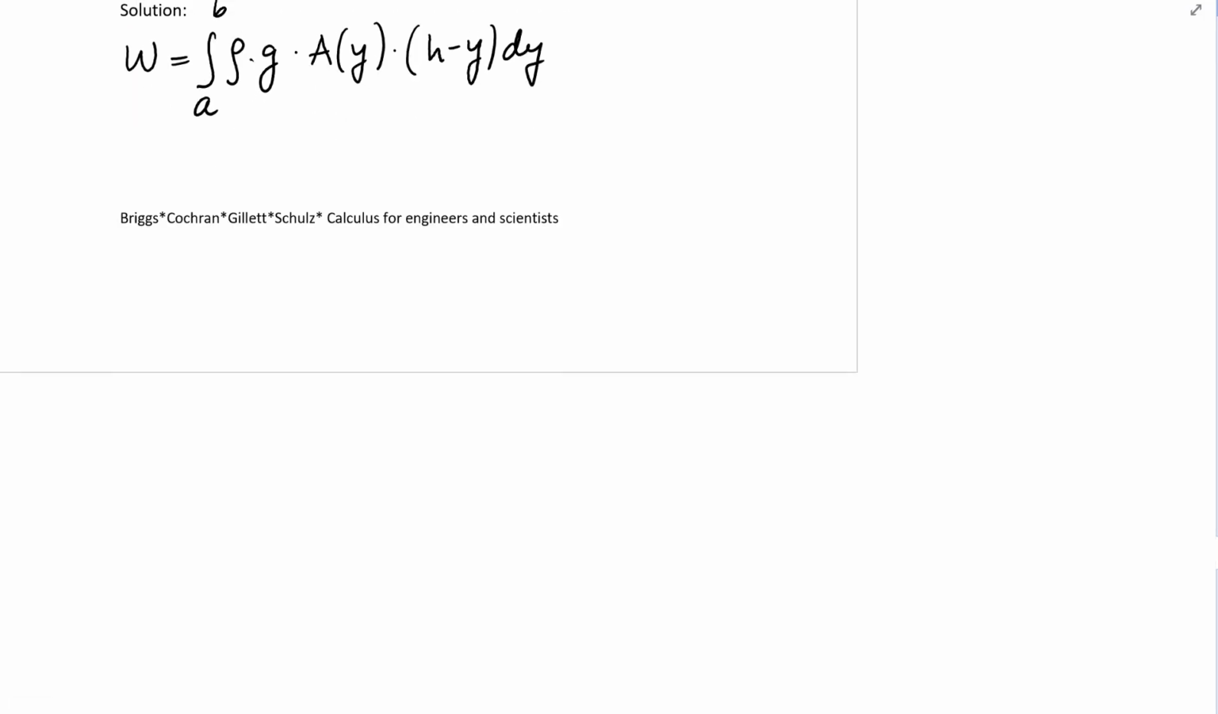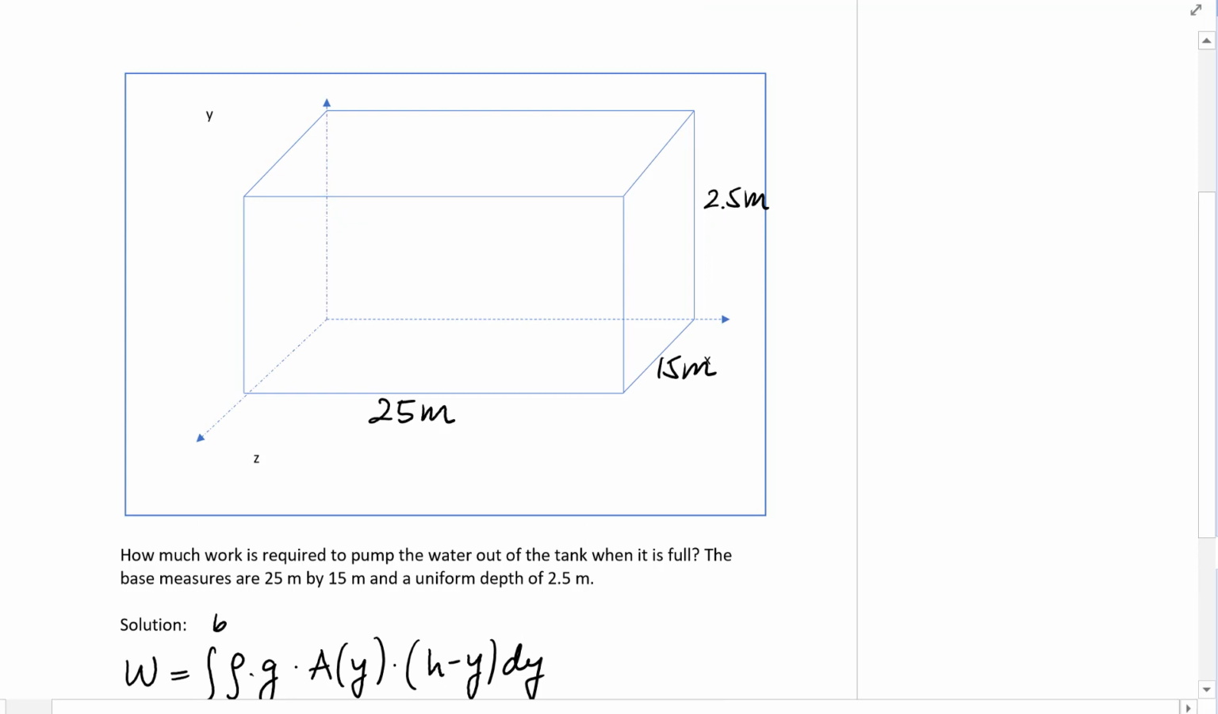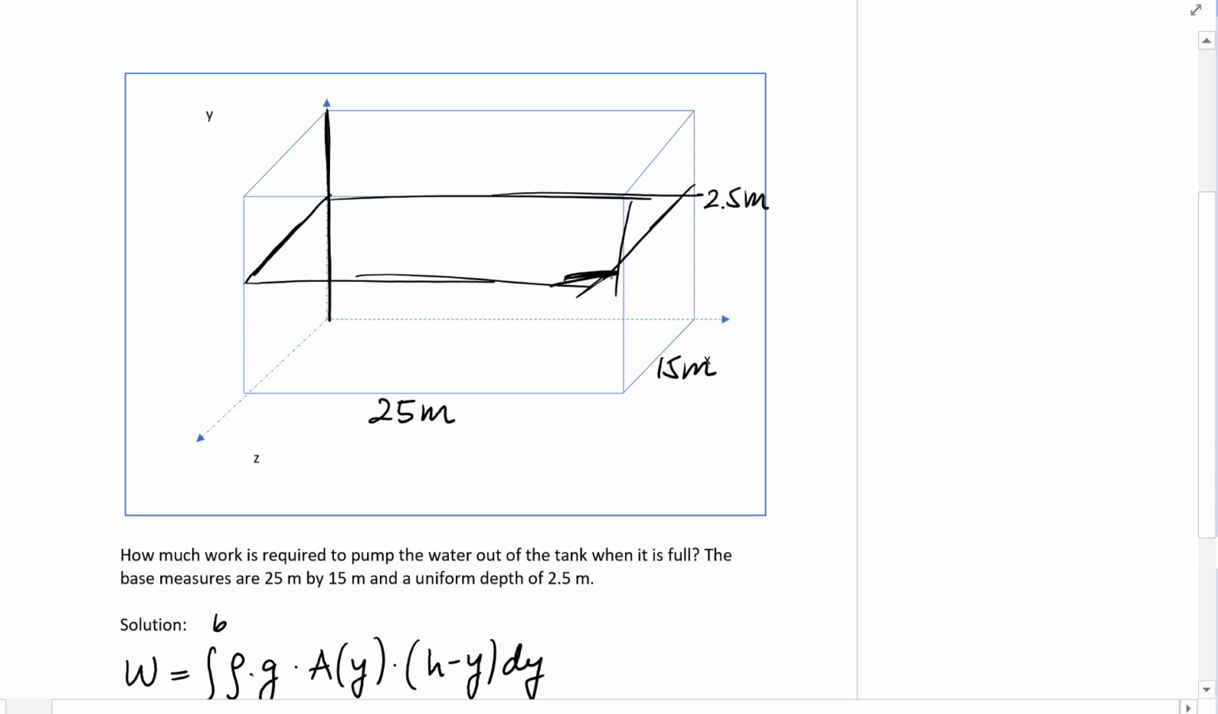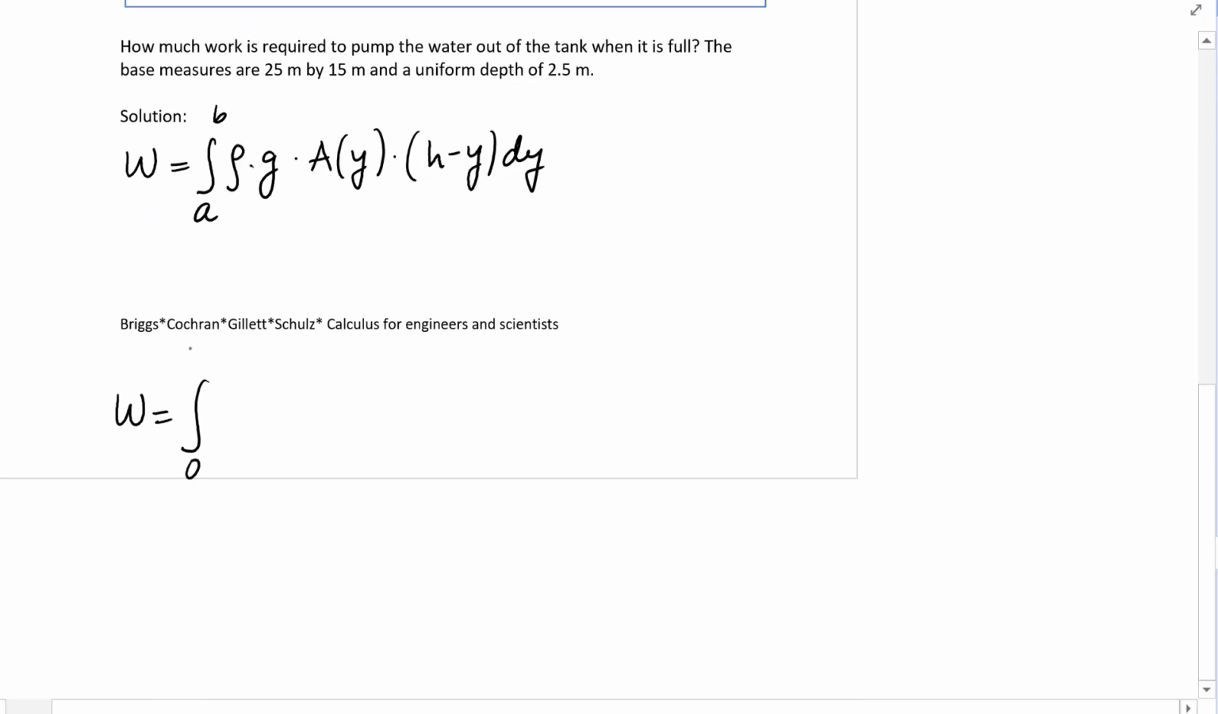And let's apply it for our problem. So the work is going to be the integral, since we want to remove the water on this axis, right? The plane would be like every slice we want to remove. We take it by slice, if you want. So then it's going to be the integral from 0 to 2.5.